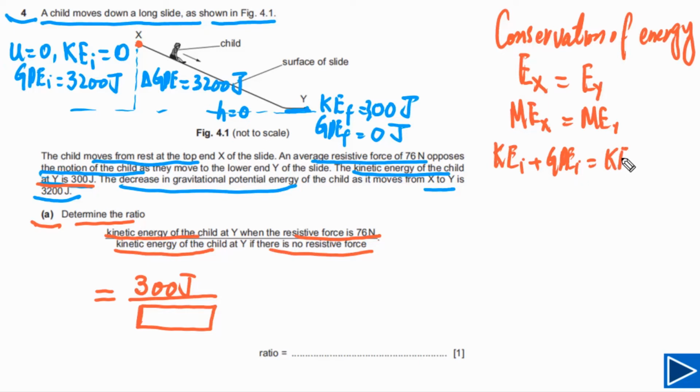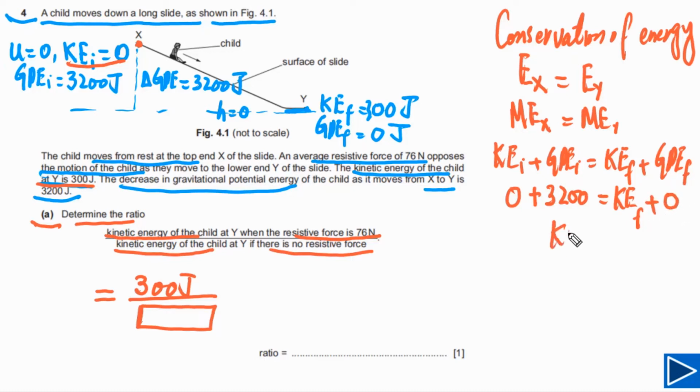This one has to be equal to kinetic energy final plus gravitational potential energy final. Kinetic energy initial is equal to 0. So simply we can say this is equal to 0. And GPE initial is equal to 3200. KE final we need to find out, means the value of KE at point Y, and GPE final at Y is equal to 0. So the KE final is equal to 3200 joules when there are no resistive forces.